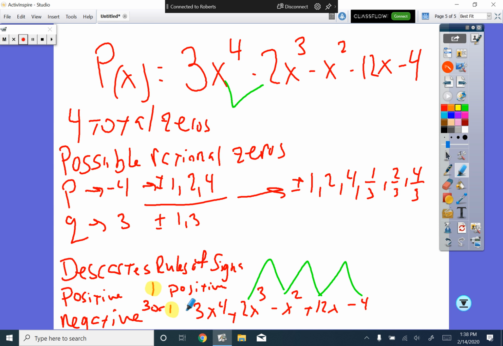So I could have 1 positive, 1 negative. That leaves me with 2 more zeros. Who are they going to be? Imaginary. What else could I have? 1 positive and 3 negative and no imaginary, correct?